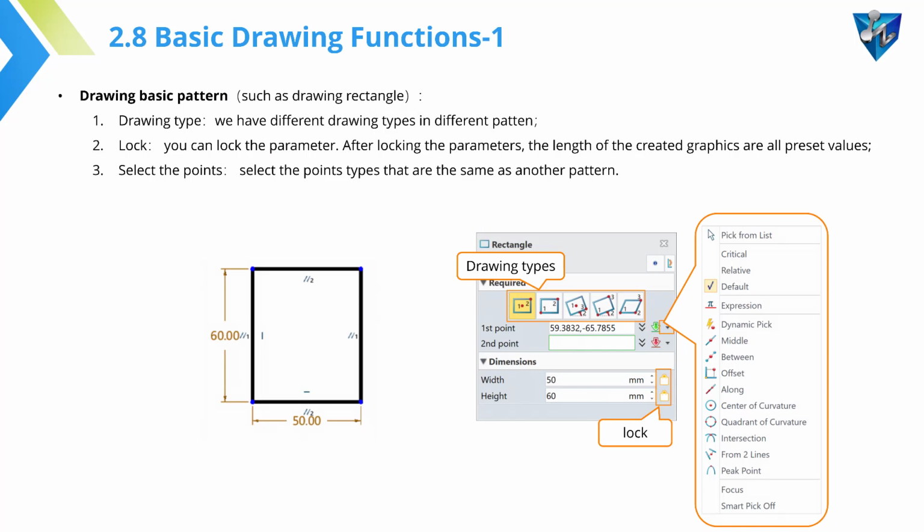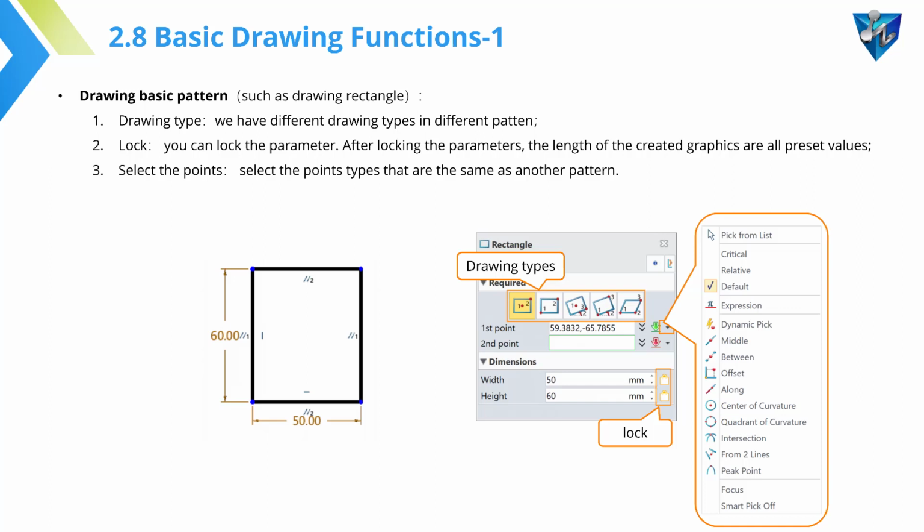It's the basic drawing functions. First, let me take a rectangle as an example to show you the basic drawing pattern in the ZW3D Sketch module. In ZW3D, we have different drawing types in different patterns. As you can see from this window, we have several different ways to create a rectangle. For example, you can define the center point and the corner point to create the rectangle, or you can choose the opposite corners to create a rectangle, and other ways also.